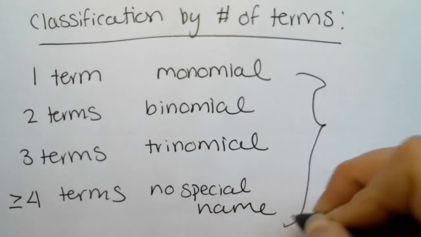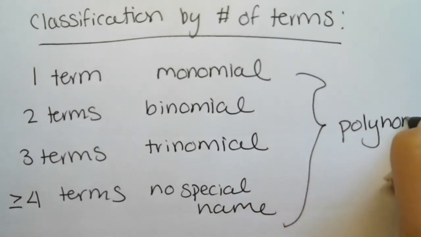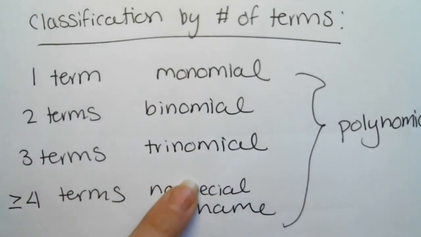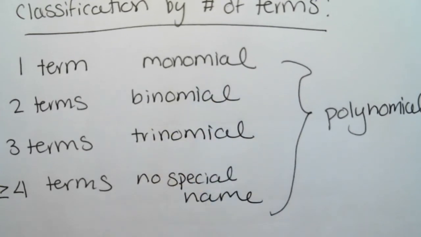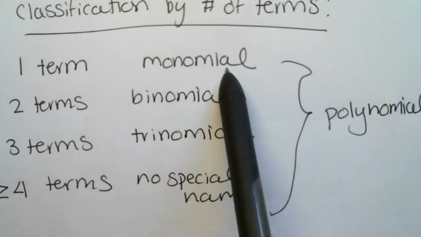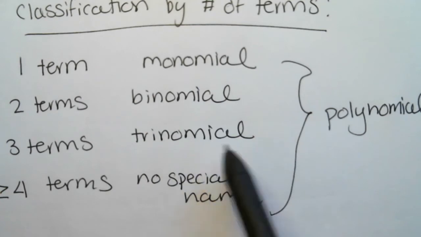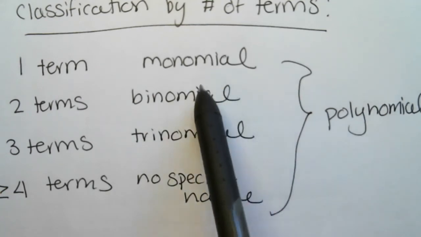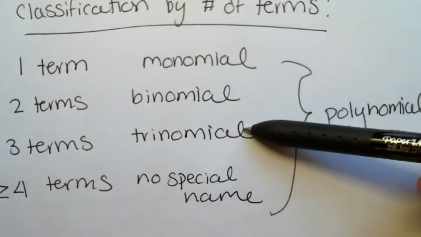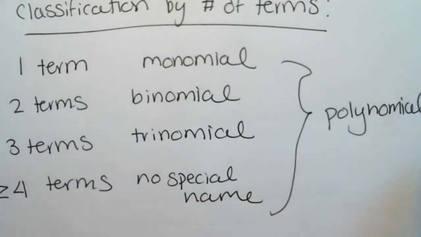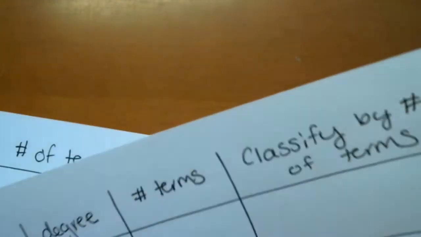Now, all of these things are still polynomials. It's not like these aren't polynomials because they have a more specific name. It would be like saying, this is a Californian, an Oregonian, an Arizonian. Well, they're all still Americans. It's just that they have more specific names that refer to the states. That's kind of the situation here. These have specific names that refer to the number of terms, but they are still polynomials. Let's look at an example of classifying polynomials in these ways.